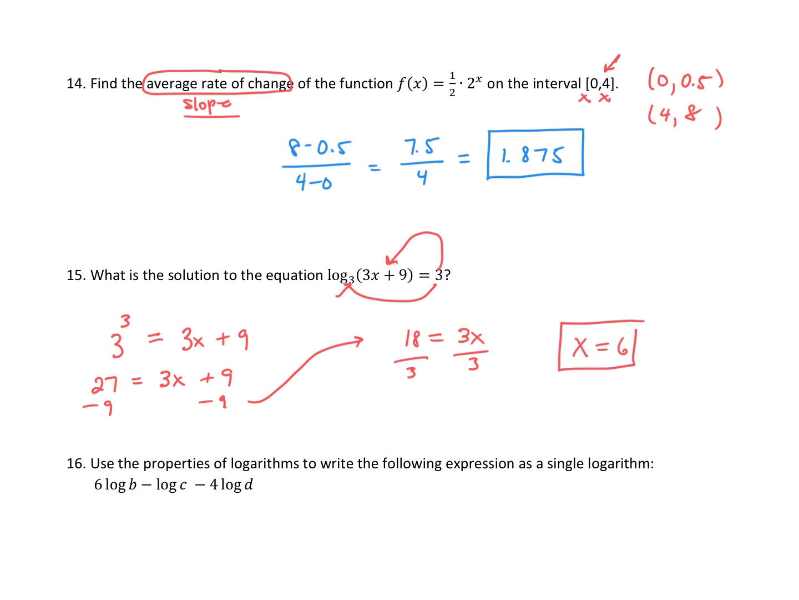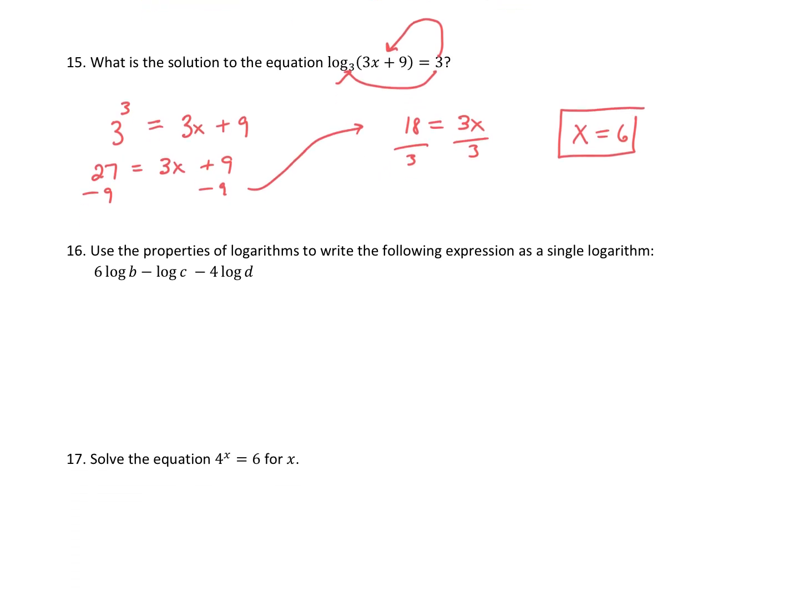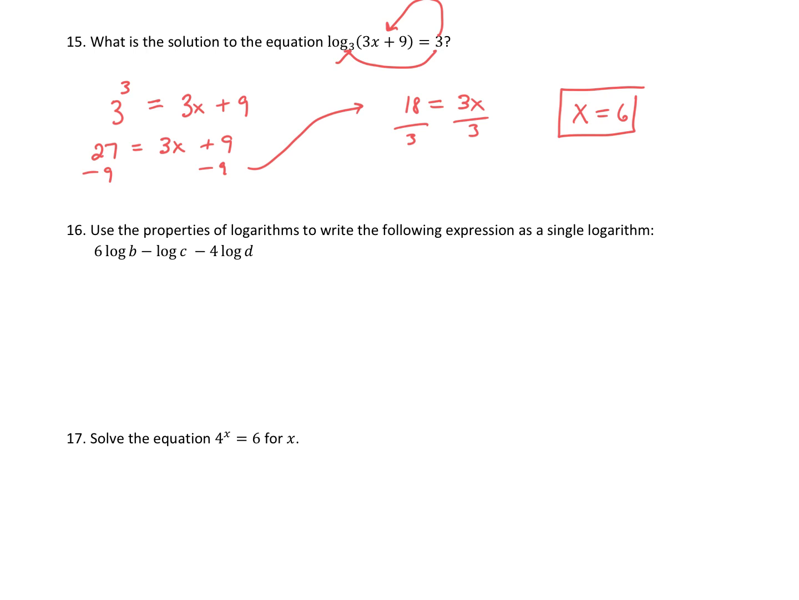All right, number 16. Use the properties of logarithms to write the following expression as a single logarithm. Okay, so this is expanded. We're going to put this back together. First thing we look for are exponents. If you remember, exponents are found right in front of your logarithm. So this 6 is an exponent, and that 4 is an exponent.